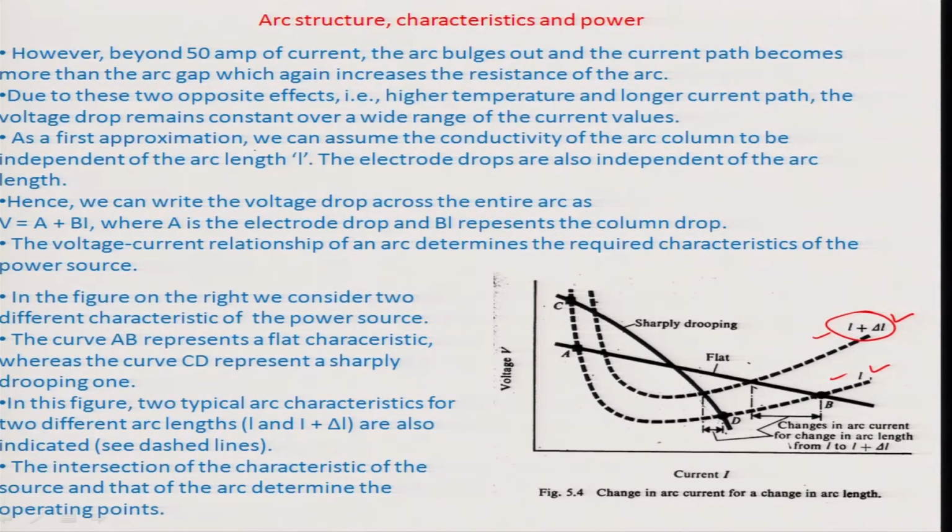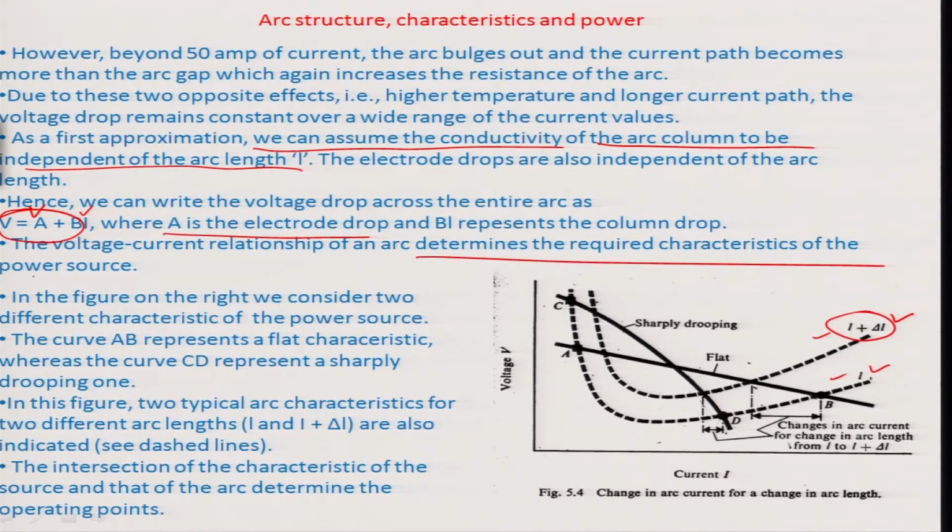So as a first approximation, we can assume that the conductivity of the arc column is kind of independent of the arc length. But as you know, the bulging out phenomenon happens a little bit later on, because of which length comes into picture. So we can say that V is equal to some component which is the electrode drop component plus BL, where BL is the length based increase in the voltage, and the electrode drop voltage is added as it is, and it is independent of the length of the arc column. So the voltage current relationship of an arc determines the required characteristics of the power source.